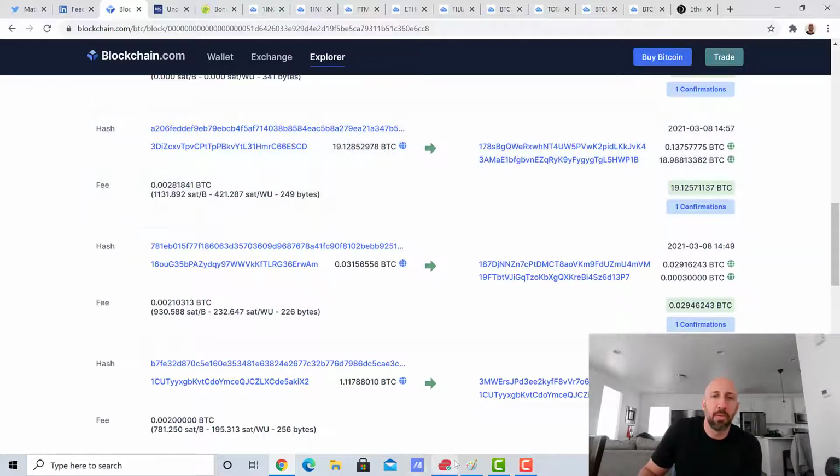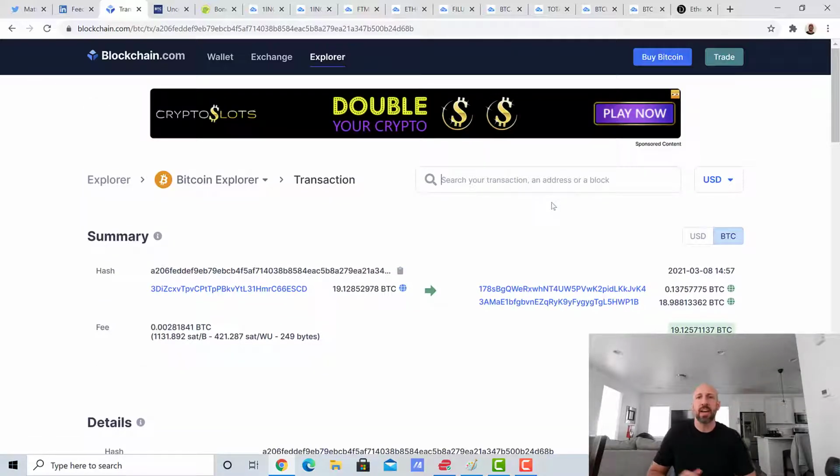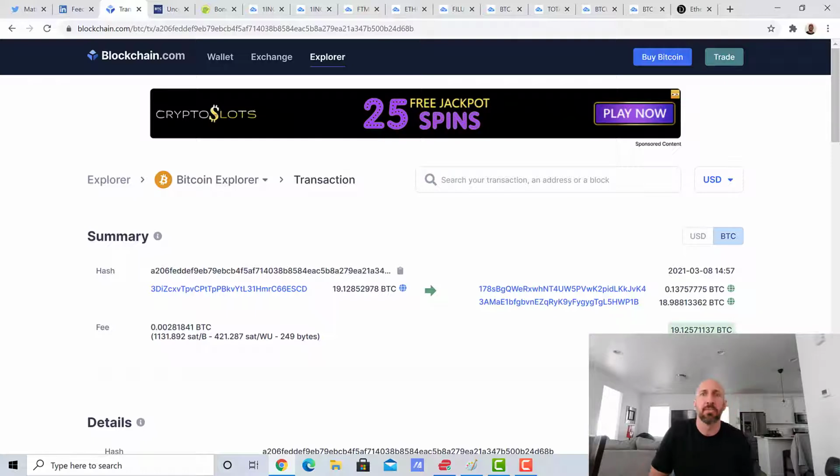So the fees go to the miners. The miners get a block reward. You could look at all that information too. But essentially, yeah, and then you can see two confirmations right here. And that's something you should be familiar with when you're transferring between wallets, is confirmations.